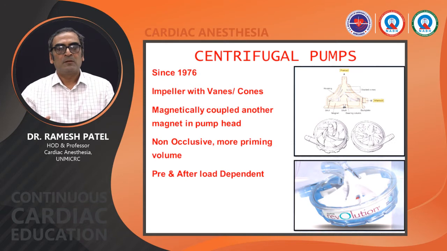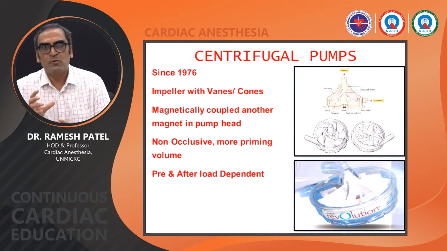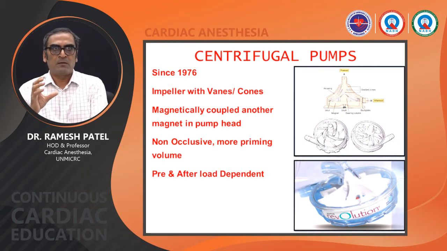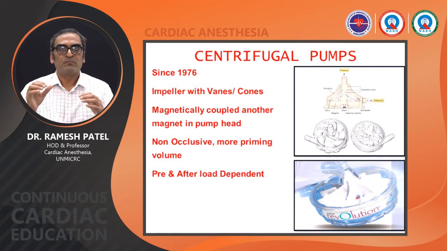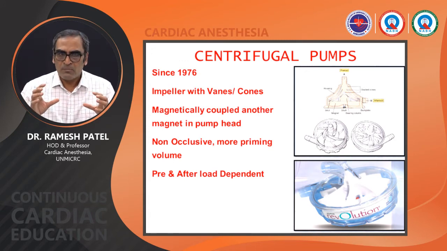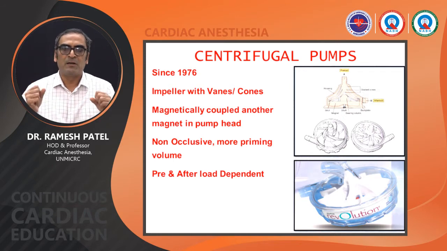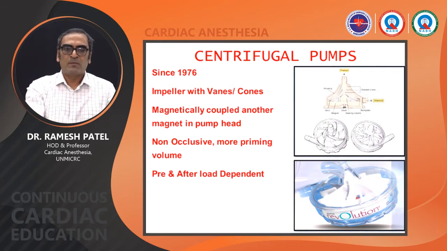Centrifugal pumps. These pumps are made up of plastic cones housed in a plastic shell. When run at the rate of 2000 to 3000 RPM, it will create negative pressure, a pressure difference, so blood can move forward in the patient. It is magnetically driven, and it is also expensive.